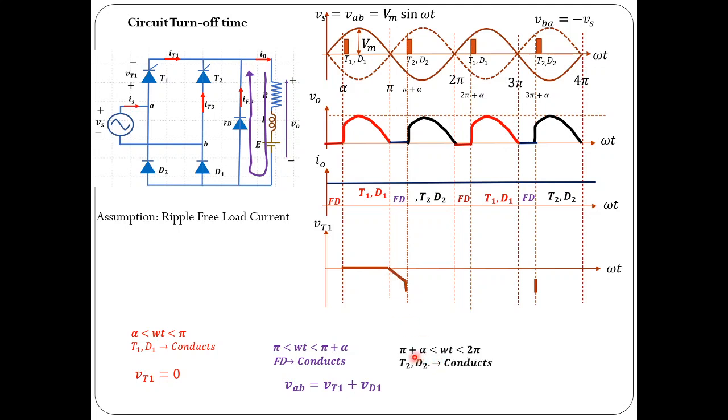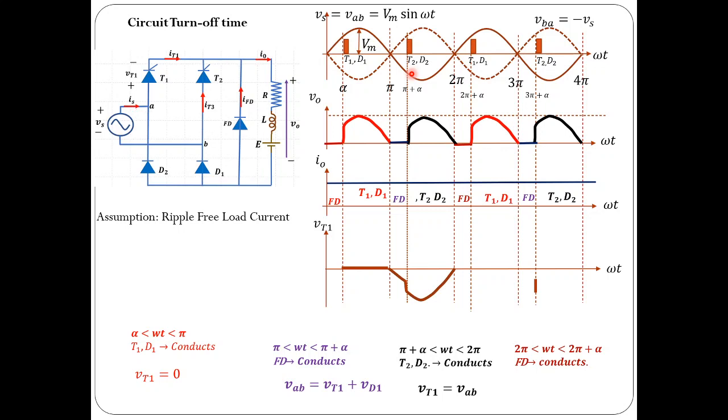And what happens from pi plus alpha to 2 pi? T2 and D2 are going to conduct. Whenever T2 conducts, terminal B is short circuited to the cathode terminal of thyristor 1. So the voltage across thyristor 1, VT1, is equal to VAB during this period. And what is VAB? That is shown this way. You can see this is VAB during the period pi plus alpha to 2 pi, which is what is shown here. So the thyristor 1 voltage during this period is the same as the source voltage, which is negative.